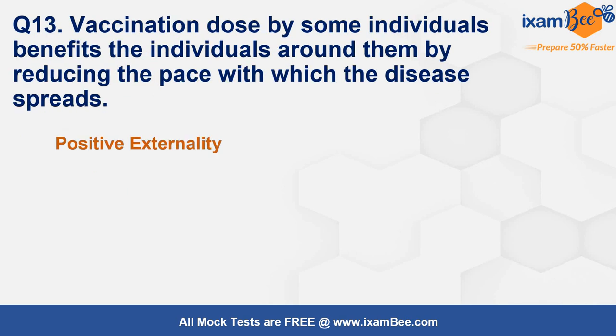Next question was on vaccination dose by some individuals, where benefits of the individuals was also enjoyed by other individuals who were around them. So if these many people have been vaccinated, people who are around them have lower chances of catching the disease. So it's an example for positive spillover effect, positive externality.